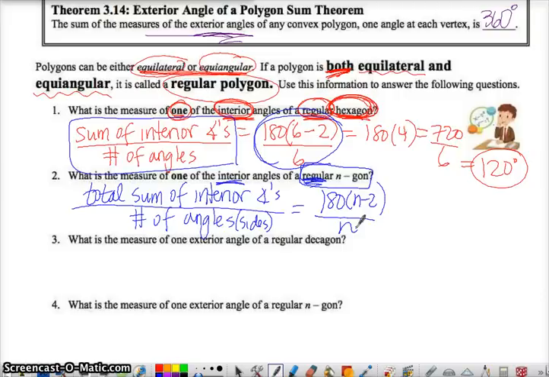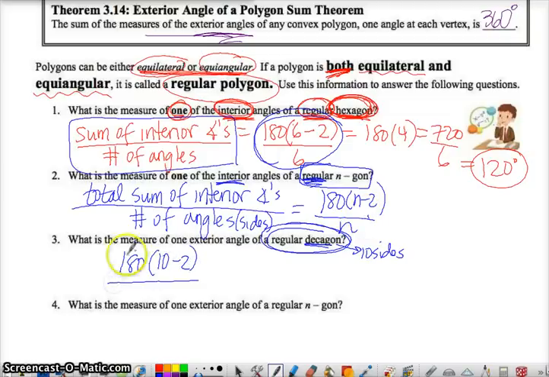So if we're trying to answer number 3, it says, what is the measure of one exterior angle of a regular decagon? Okay, how many sides does a decagon have? It has 10 sides. So what are we going to do? We're just going to plug it into this formula. That's 180 times 10 minus 2. That's the total sum, but then we have to divide by how many sides we have to get the total per angle, because every single angle measures the same. So what do we get? Oh, sorry. Ooh, what did I do here? My fault, my fault.